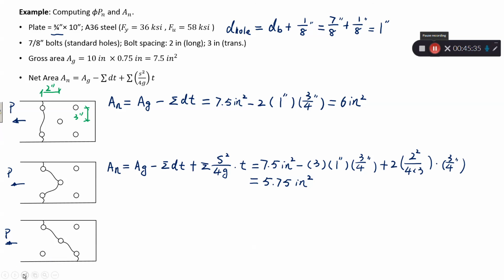So when this one we need to draw the free body diagram. So when the tension P is applied to the member, each of the holes is gonna resist a pull this way, and the bolt's gonna be against it, and then it's gonna resist. So each of them is gonna resist 1/6 of P.